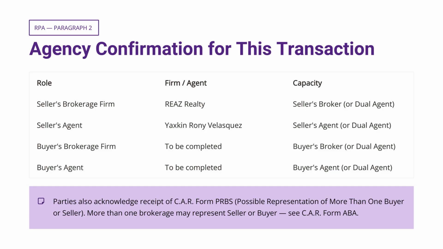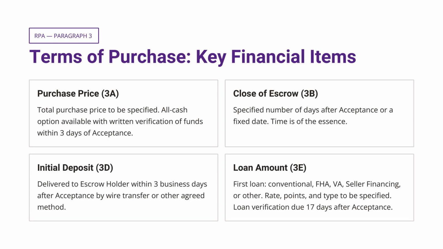The agency confirmation section formally declares the roles of all participating brokerages and agents in the transaction. This includes identifying the seller's brokerage firm and agent, and specifying whether each acts as a single agent or a dual agent. For buyers, these details are completed upon their representation. This ensures transparency and consent for the agency relationships. Paragraph 3 of the RPA details key financial items.